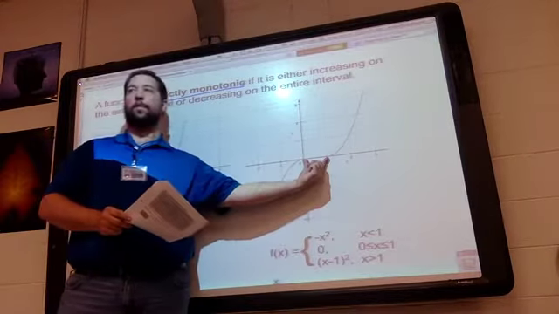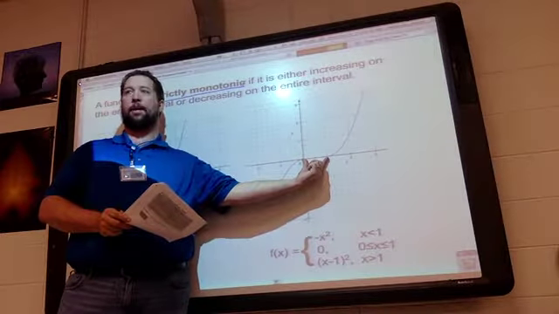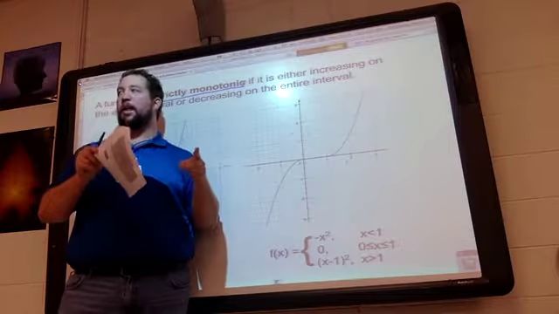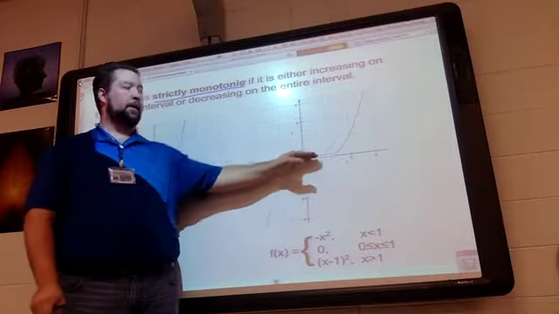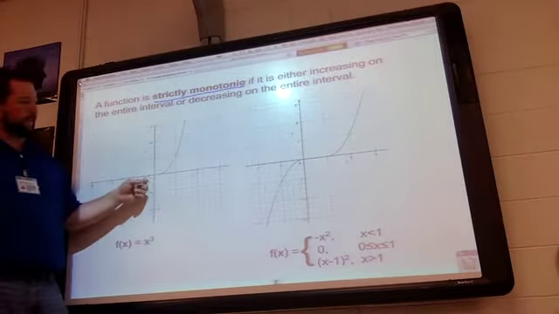All right, this function over here, while it looks pretty similar in the graph, between 0 and 1 is actually what? Constant. So this one would not be strictly monotonic, because there is an interval over which it is constant. It's going up, then it's constant, and then it's going up. This one only has an instantaneous spot.